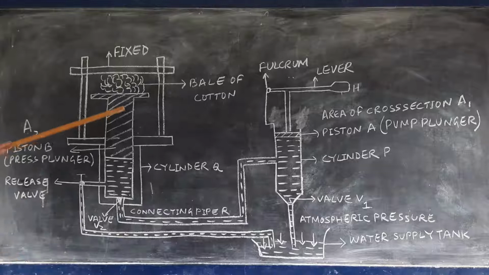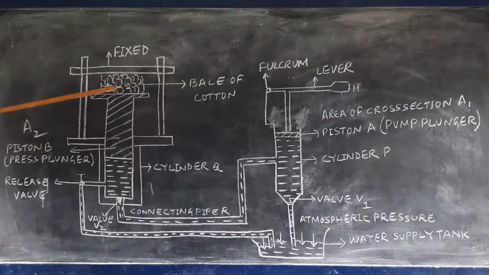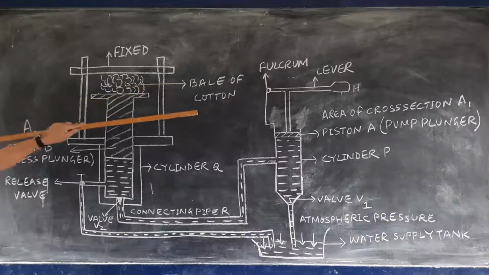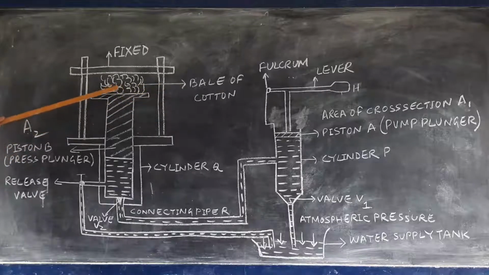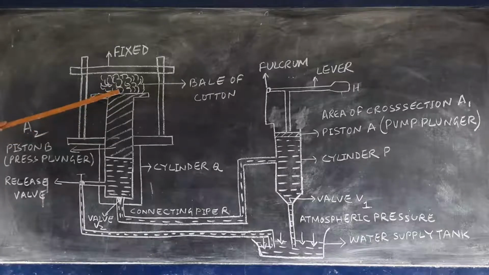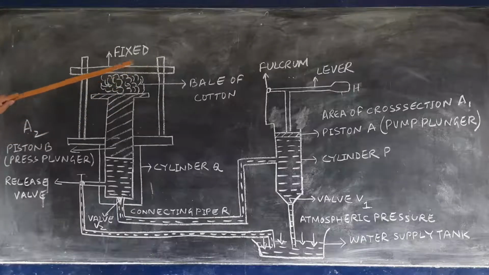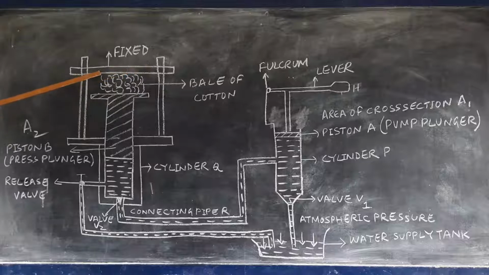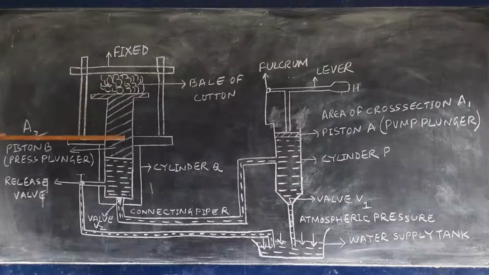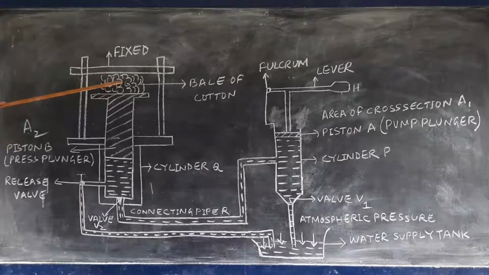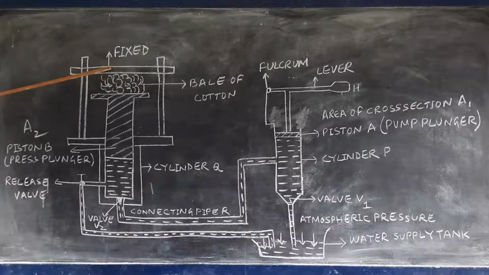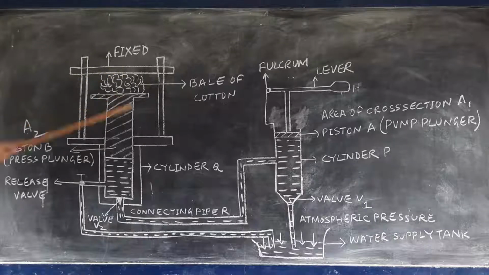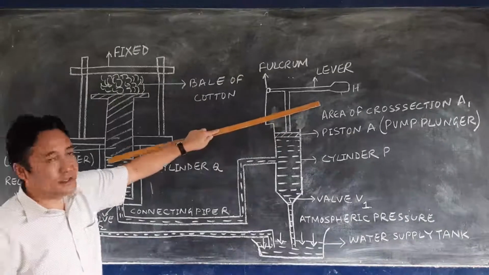On the top of piston B, the bales of cotton that have to be compressed are kept. This is the fixed support. When the piston moves up, the cotton gets compressed against this fixed support. And there is a lever here.